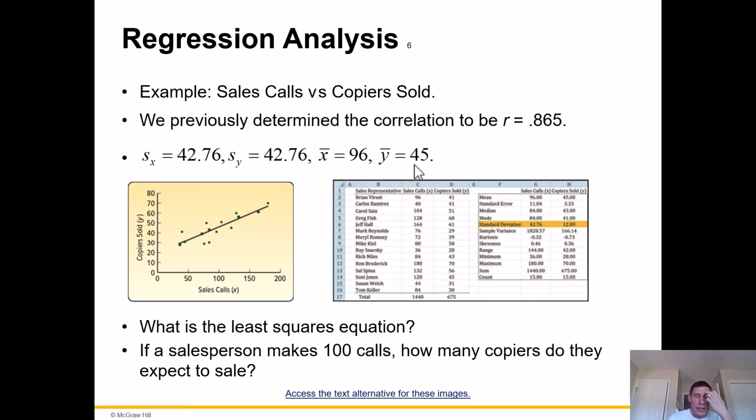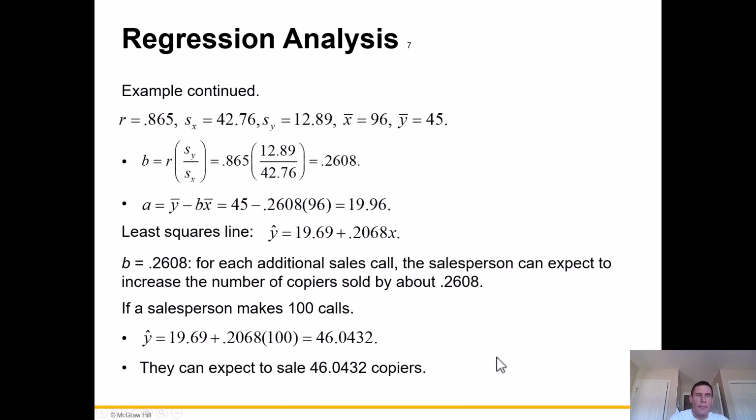So the question then is, what is the least squares equation? And the second question, and this is where you see the value of this equation: if a salesperson makes 100 calls, how many copies do they expect to sell? So this is literally right from the last slide. And again, don't be intimidated by these formulas, just plug in your numbers. So we get b of 0.2608, and then we get a equals 19.96.